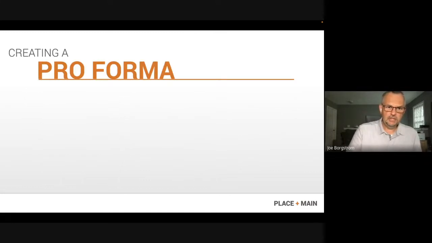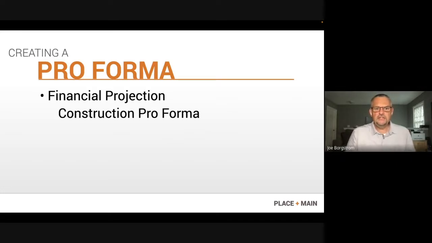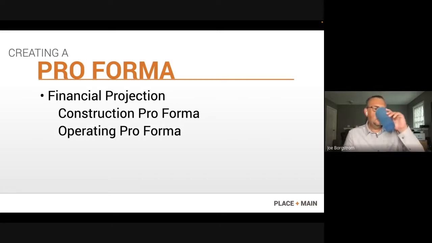So let's talk about creating a pro forma. If you're not familiar with what a pro forma is, it's a financial projection. First and foremost, there's really kind of 2 parts to a pro forma. There's the construction pro forma, and then there's the operating pro forma. The construction pro forma is basically what we call the sources and uses, where the money's coming from, how it's going to be spent, and the operating pro forma shows, all right, what do we estimate the cost to be to operate it on an annual basis?